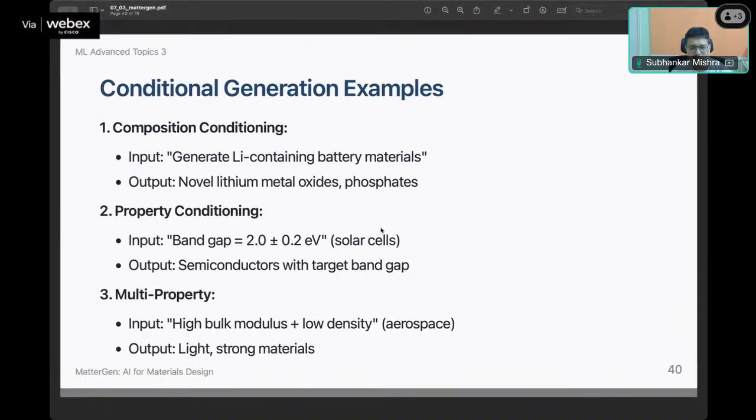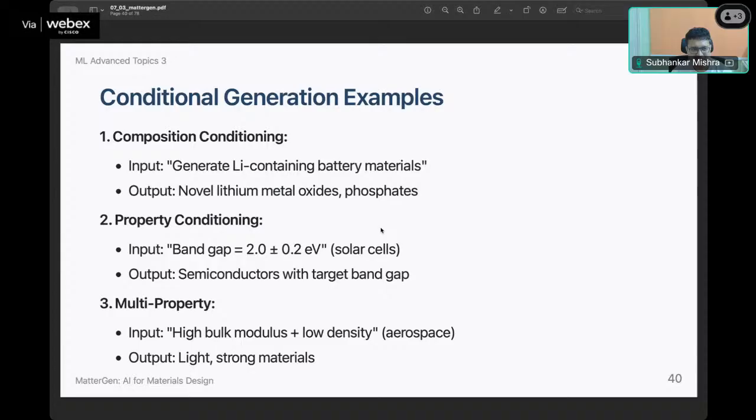Now, just a few examples we'll go through. This is what they used also. Input is generate lithium containing battery materials. Output was novel lithium metal oxides and phosphates. This was the output from MatterGen itself. Then, for example, property conditioning: band gap equal to a particular range for solar cells, let's say, and outputs will be semiconductors with the target band gap. Excellent. And then multi-property: let's say we want to combine two properties at the same time, high bulk modulus and low density for aerospace applications, and the output is basically light and strong materials.